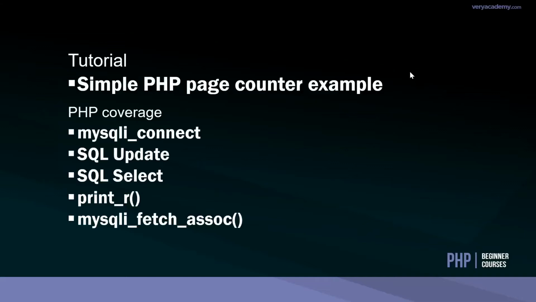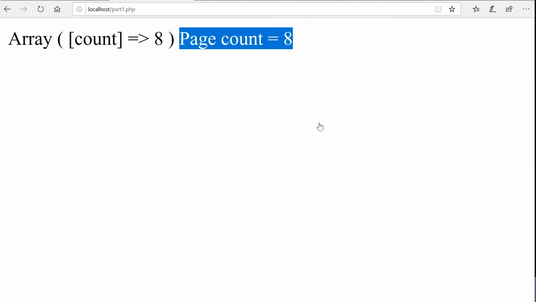So this small project gets us familiar with connecting to a database using SQL update and select, and also the print R function, and also changing data from a database into an associative array. Nothing crazy here. We're simply going to build this simple function, which is going to show on the screen how many people have visited the page.